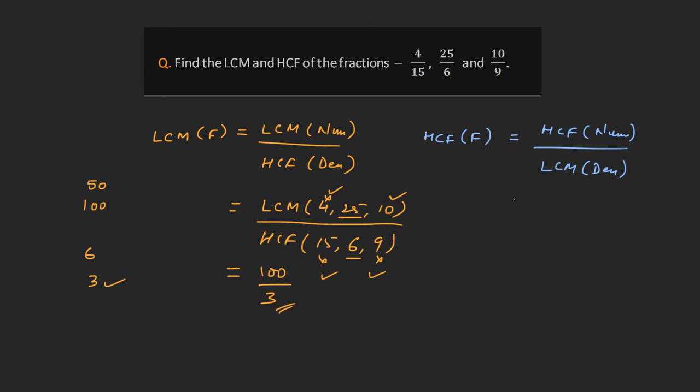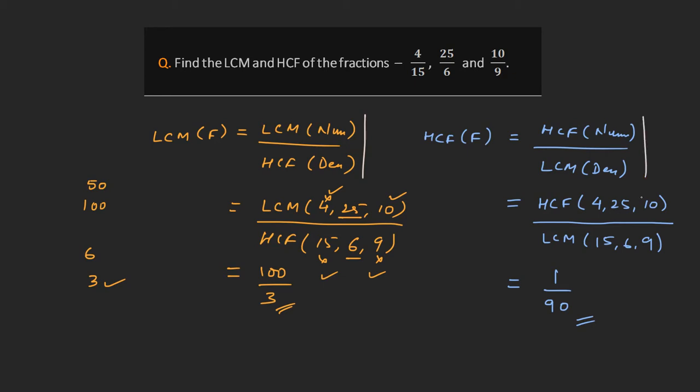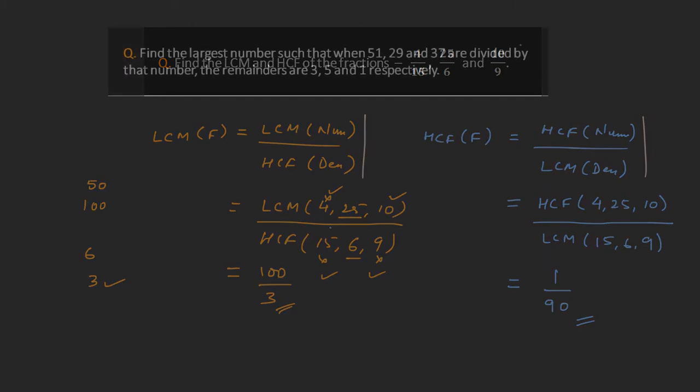Then for the HCF, we have the HCF of 4, 25 and 10 divided by the LCM of 15, 6 and 9. We'll skip the calculation part. The HCF would be 1 and the LCM 90. So the answer would be 1 over 90. As I said, there was nothing fancy about this question. You just had to know these formulae and of course how to find the LCM and HCF. Nothing else. Okay, time for the next question.